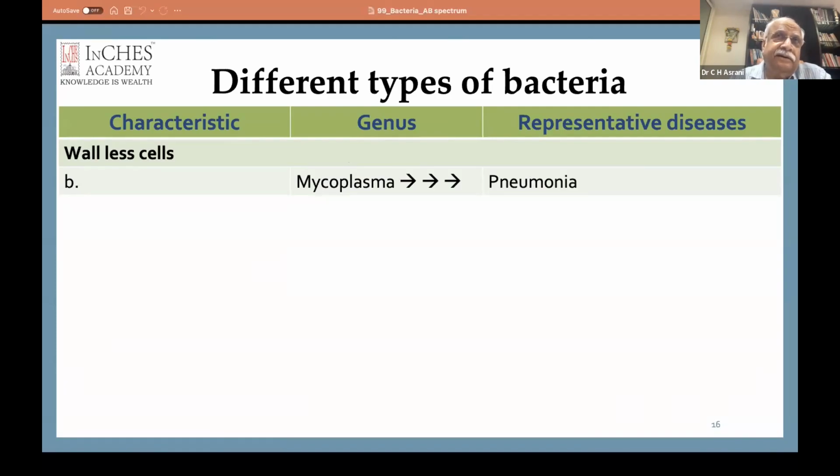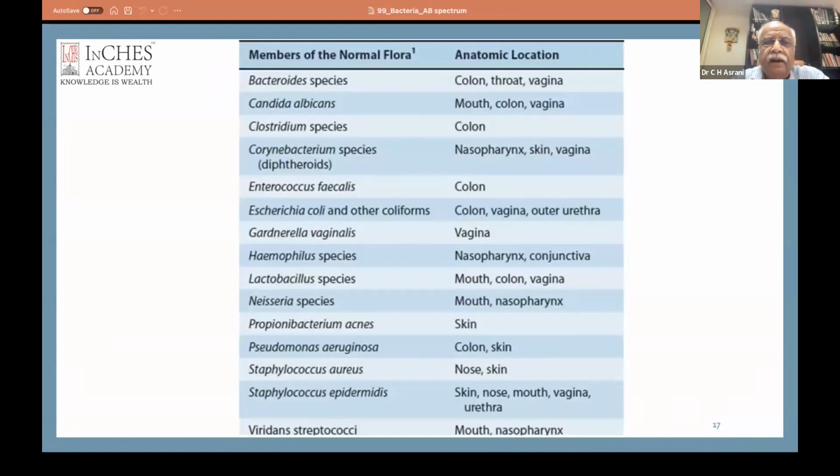Wall-less cells: rigid thick walls, flexible thin walls, and now no walls. Mycoplasma causing pneumonia. This is a chart of normal flora we have in our body, various species, and what are the anatomic locations. I will not read this out. You will have this to refer to, if you are wondering about something.